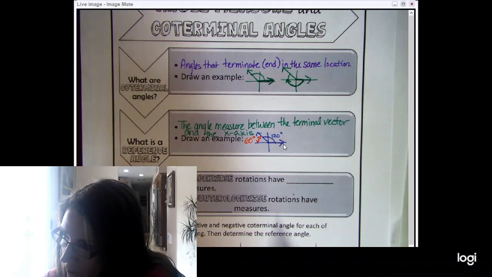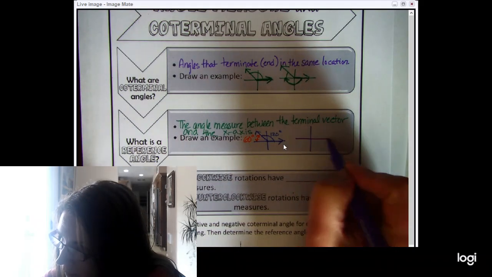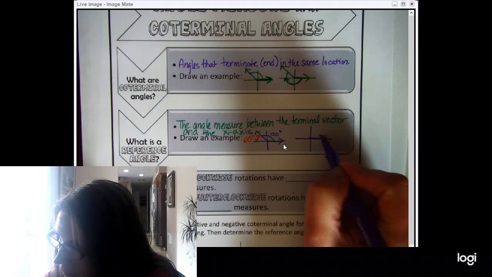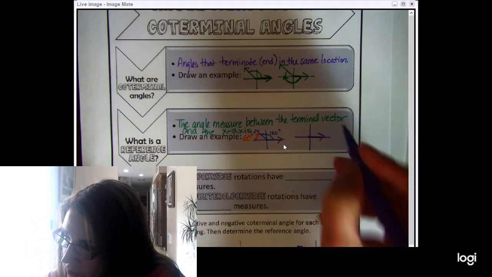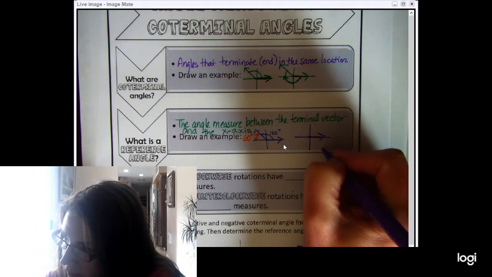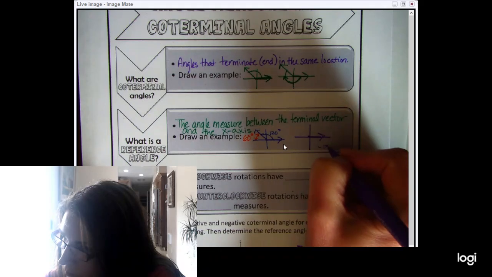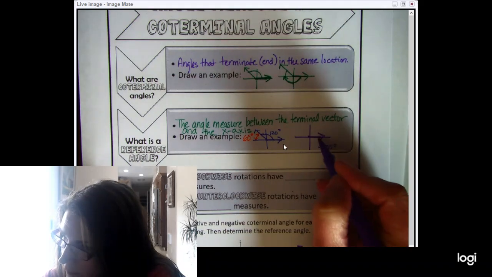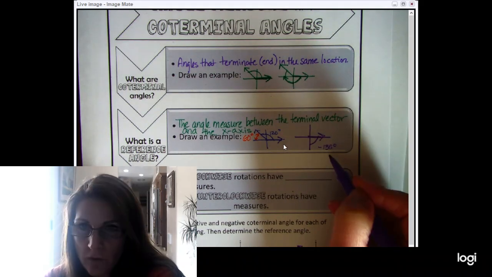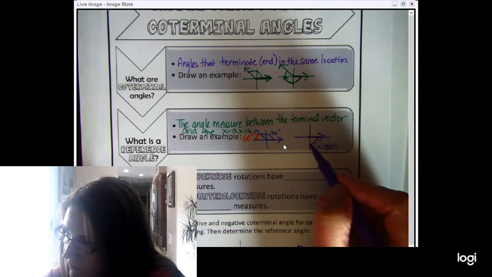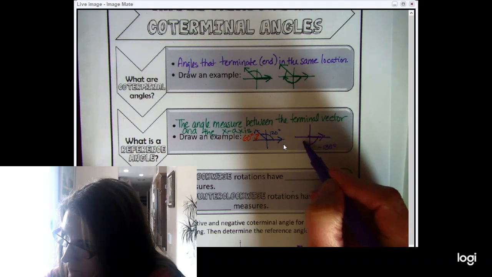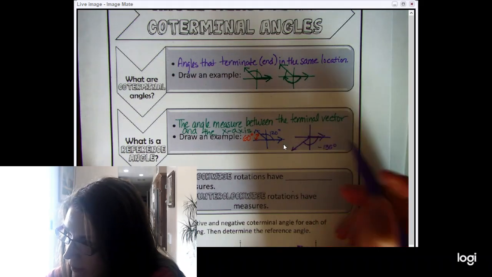Okay, can also go in the other direction. Here's our initial vector. Let's have a negative measure of, let's say, negative 135 degrees. Here's 90. How much further do I need to get to 135? 45 degrees. Half of my 90-degree angle, right?